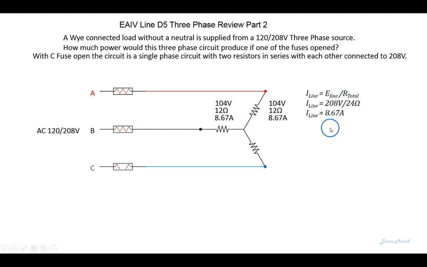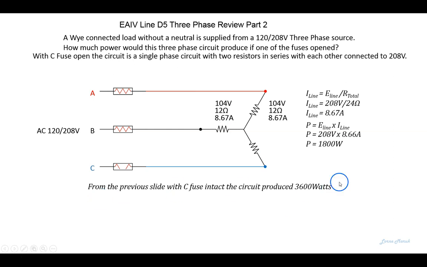We can figure out the current for the circuit as if it was a single-phase circuit. Now we could use 208 divided by 24 or 104 divided by 12. Either one would give us the amperage for the line of 8.67. And now we just simply go E line times I line to get our power. In this case, 1800 watts. We could go 104 times 8.67 times 2. That would work as well. Or we could also go E squared over R to give us power.